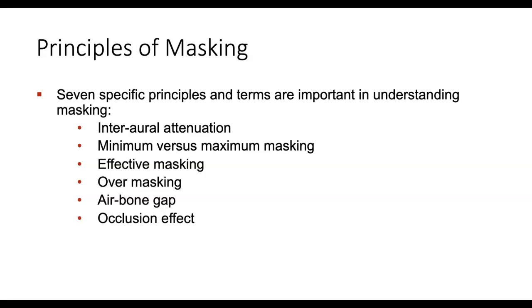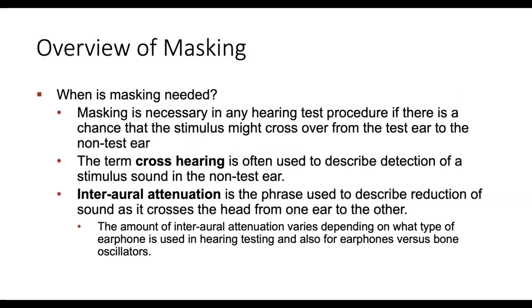Here are some concepts that we're going to talk about. Interaural attenuation, minimum versus maximum masking, effective masking, and overmasking, so there are cases where you can put too much noise into the non-test ear and it affects the test ear. The air-bone gap, which we've talked about, and the occlusion effect. So anytime there's a possibility for what we call cross-hearing, we need to use masking noise.